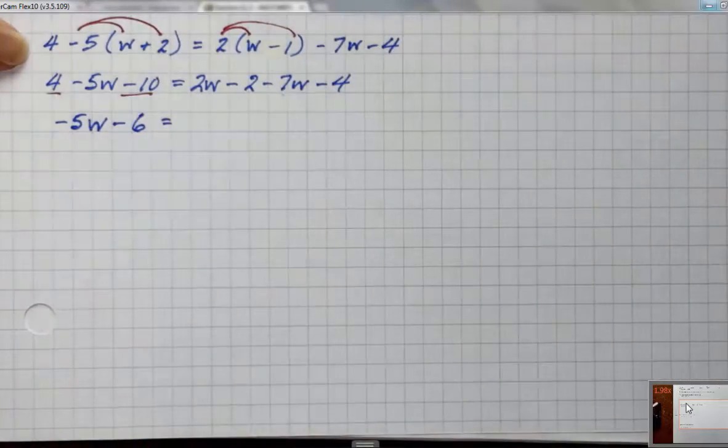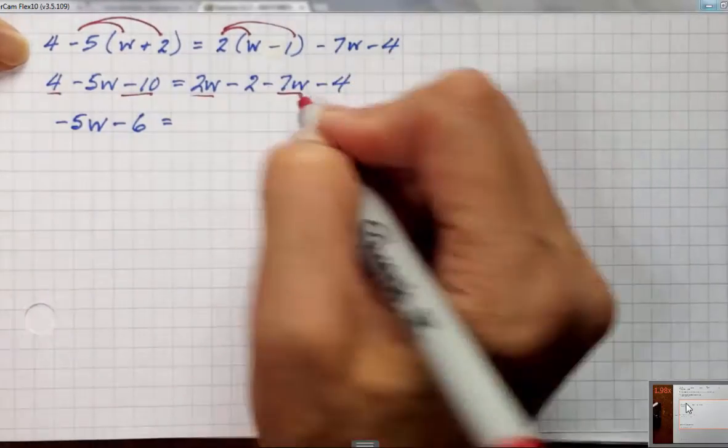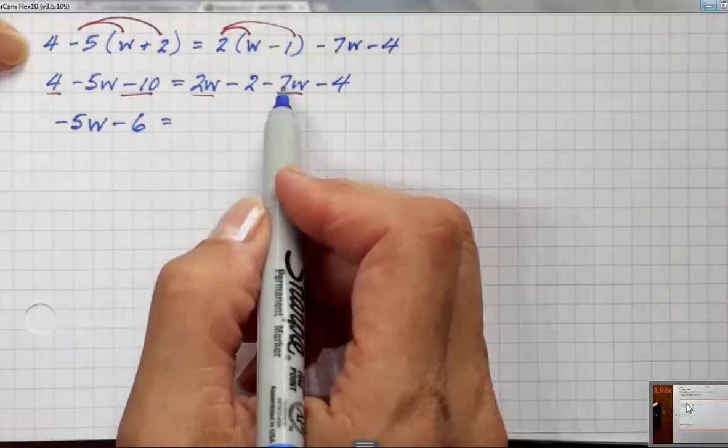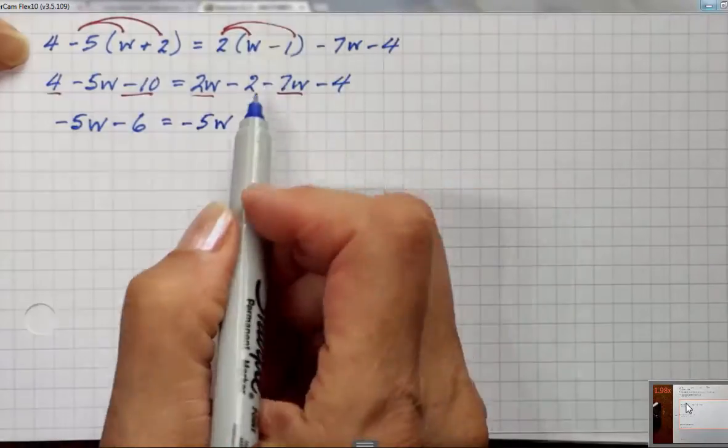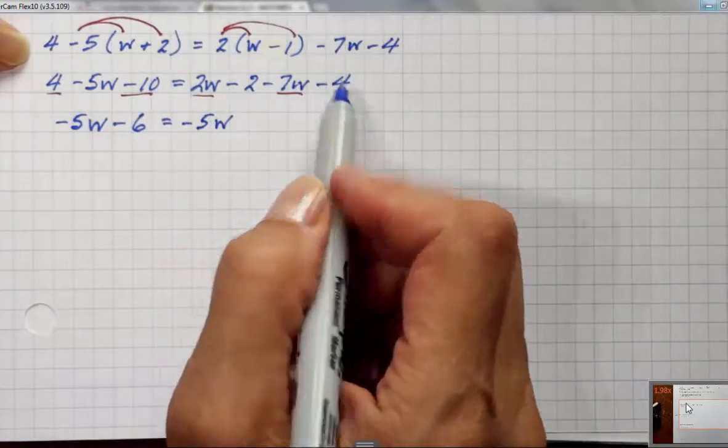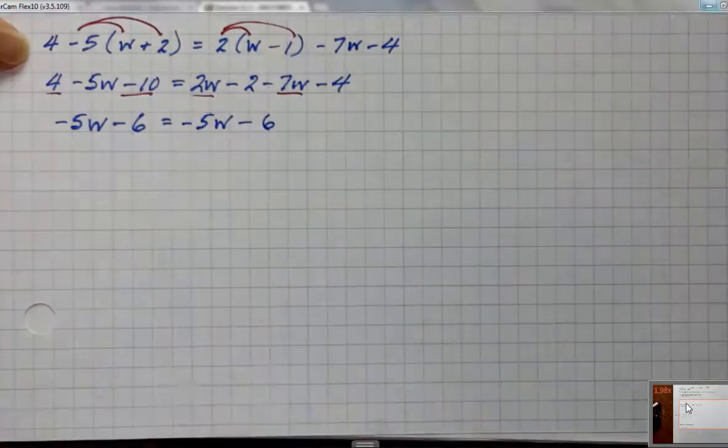On the right side, I'm going to combine my w's again. And I have 2, and I'm subtracting 7w, so that gives me a negative 5w. And then I have a negative 2 and a negative 4, which gives me minus 6.